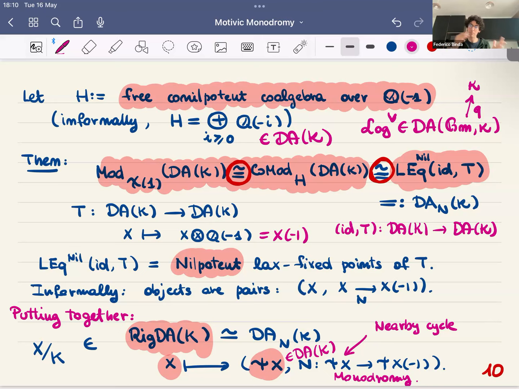Remember that at the end of the day, all these categories are equivalent to reach DA BK GR. So maybe your intuition is coming from this side of the story. All these categories are equivalent. So you can see them in many different ways. To my taste, the left hand side is complicated because you have a lot of geometric data, and the right hand side is really easier because it's purely algebraic. It's completely algebraic.